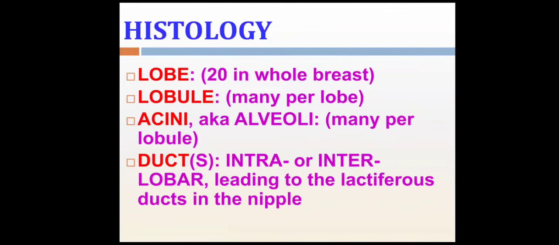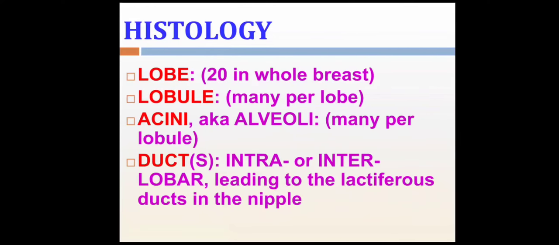Now, coming to the histology, we should know there are four terms used in microscopy of the breast. First, lobes. A lobe is nothing but a collection of lobules. So there are at least 20 lobes in the whole breast. A lobule, there are many lobules per lobe, which consist of acini.